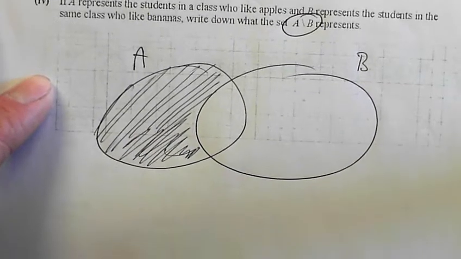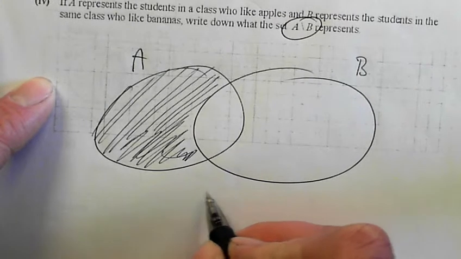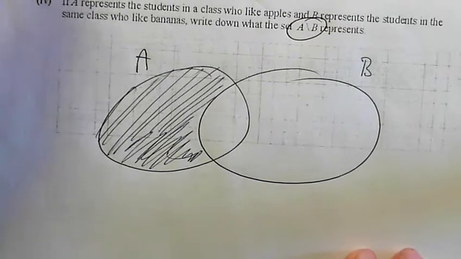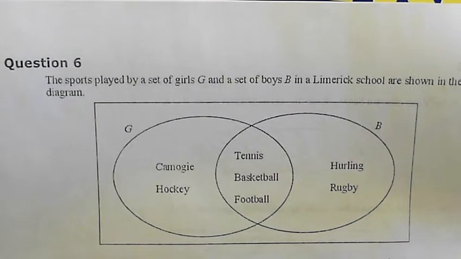So there you go. What does it mean? It means people who like apples, but not bananas. Okay? Now, because this is recorded, we have to keep moving. There's lots of good questions in this, and these are very good questions for studying for your test.